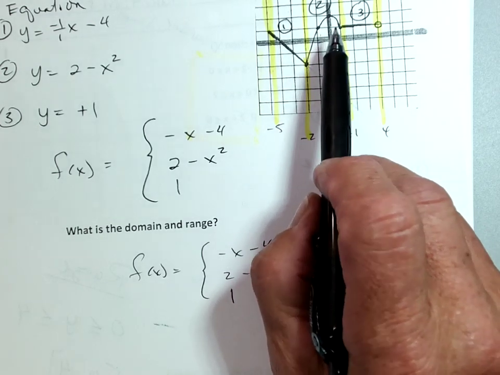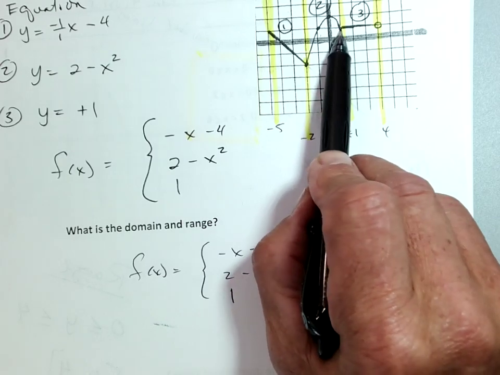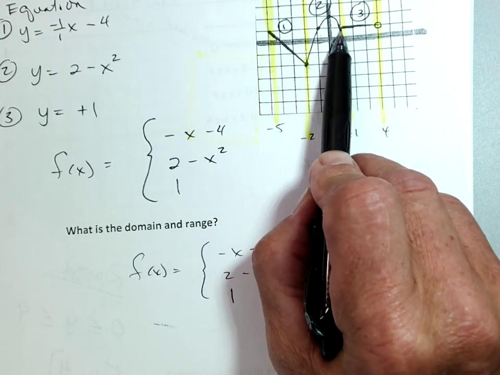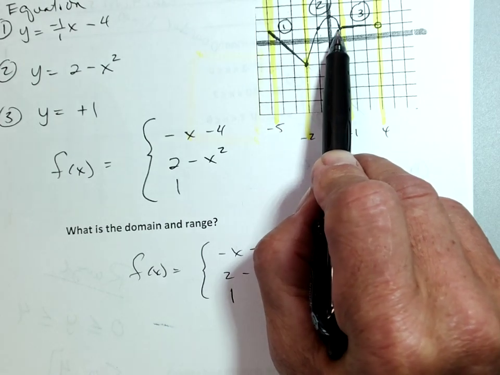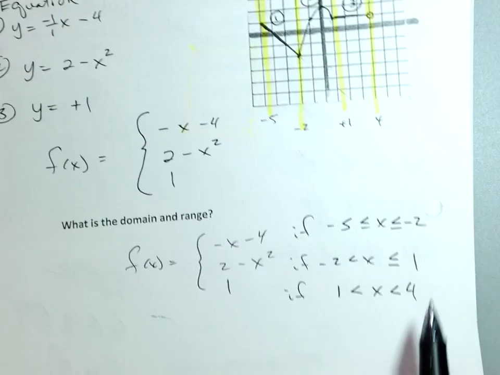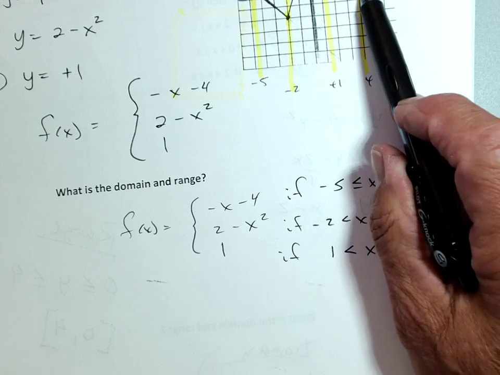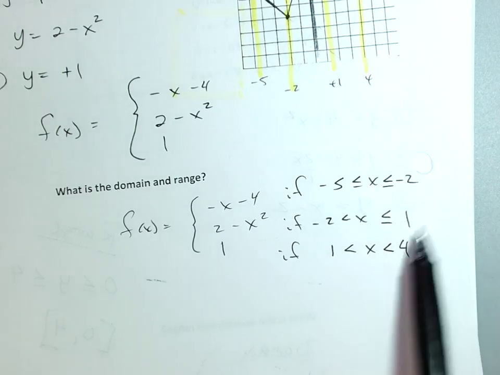Can't be counted twice. This point right here, see where my pin is? You have to count that point. Is it going to go for the second graph or the third? It doesn't matter, but you have to include it, but don't include it twice, okay? Now, I did put at 4 an open circle, right? And so I did not include that.